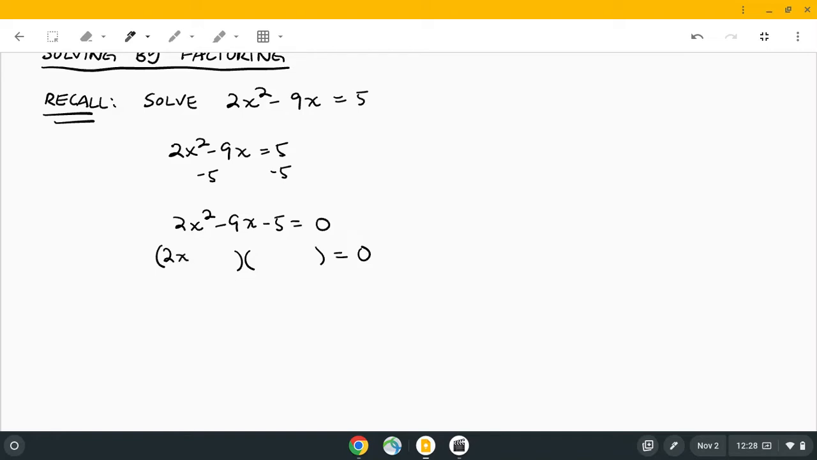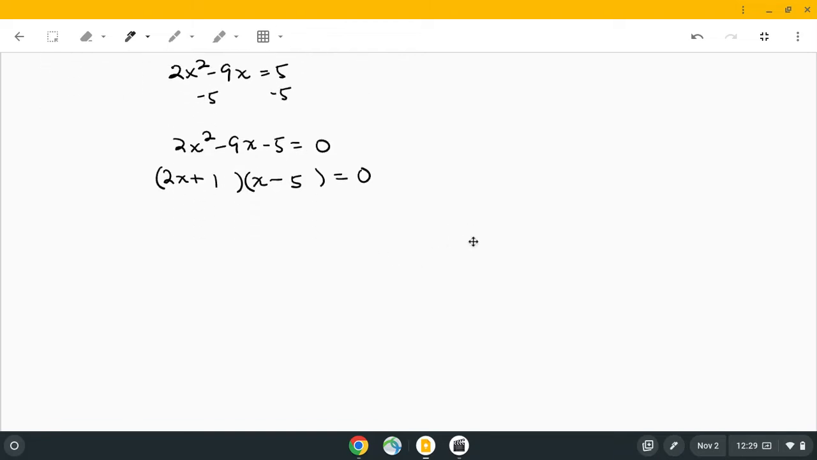So 2x times 1x to make 2x squared. And I want negative, so negative 5. So I'm going to need a positive and a negative. And then there's only one way to make 5, and it looks like it's going to be this combination right here. And then we check to make sure we get negative 9x for the middle term. We do that by doing this product on the outside, 2x times negative 5 is negative 10. Combine it with the inside product, 1 times x, which is positive 1x. So negative 10 plus 1 is negative 9. So this is the correct factorization.